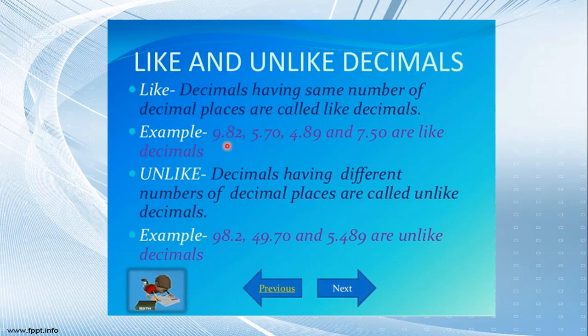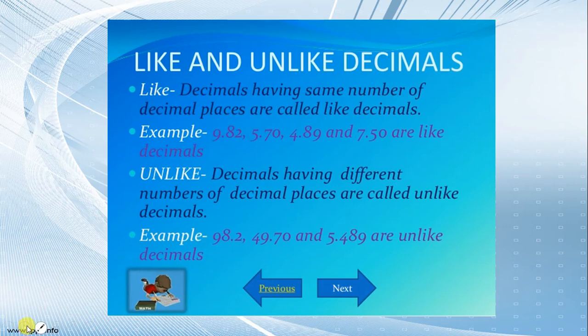Now, unlike decimals: decimals having a different number of decimal places. See, in like decimals all the decimal places are the same. After the decimal, how many digits? We have 2. Can you see this example? Now, decimals having different numbers of decimal places are called unlike. Why? See here, 98.2. After the point, we have 1 digit. Here, after the decimal, we have 2 digits. Here, after the decimal, we have 3. So in all 3 examples, we have different numbers of places. That's why they are unlike decimals.